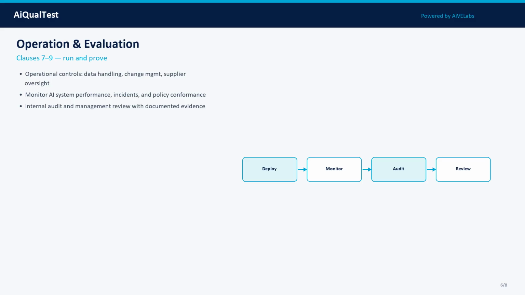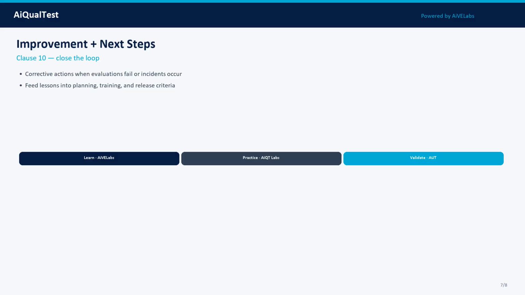Clause 10 is improvement. When evaluations fail or incidents occur, feed corrective actions back into planning and operation. That closed loop is what makes an AIMS credible. Framework alignment is not certification. ISO 42001 provides structure. Your organization must implement it.